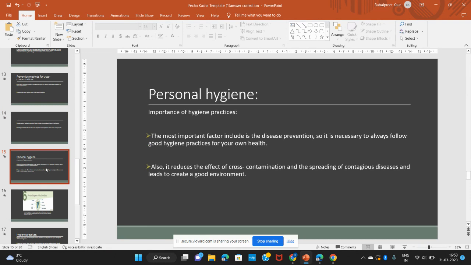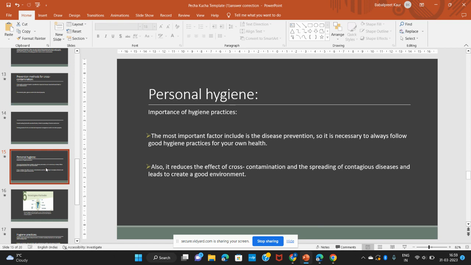In this slide, I would describe the importance of hygiene practices. As we all know, hygiene practices are very important for everyone. The most common factor is disease prevention. Viruses and bacteria are present in our body, and they easily transfer from food to food, thing to thing. So it is necessary to maintain personal hygiene to avoid these things.